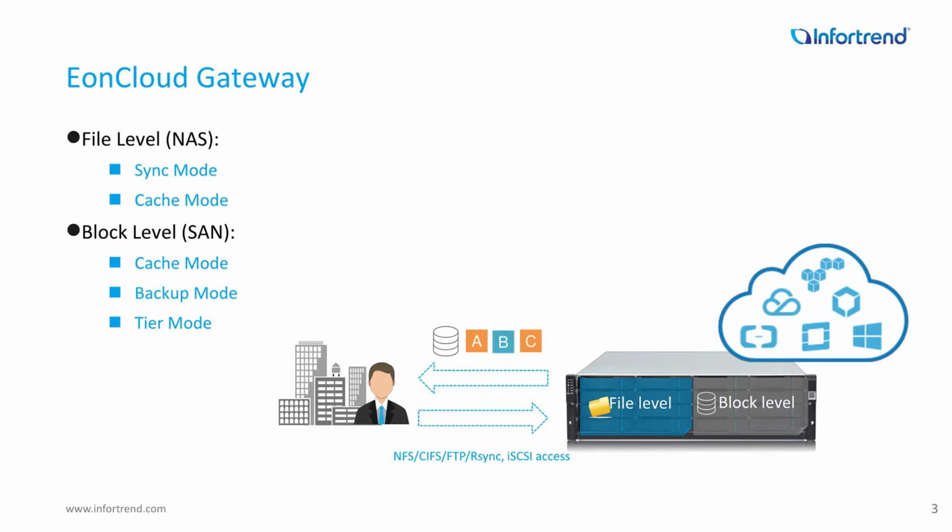Since GS is a unified storage, we applied different strategies for different granularity of data. To streamline data from a local share folder to cloud, we have sync and cache modes. To streamline data from a local volume to cloud, we have three modes: cache, backup, and tier modes. In this session, we'll introduce the mechanism of cache and sync modes in detail for file level data and how to use them.